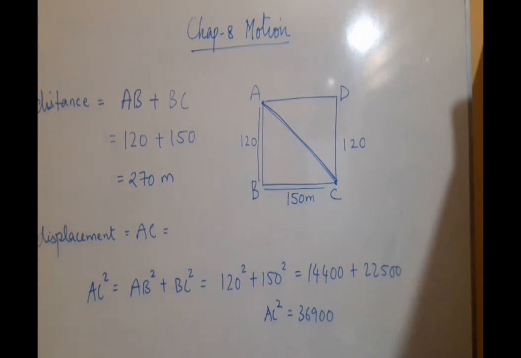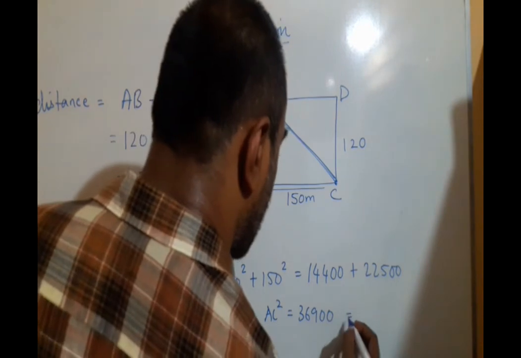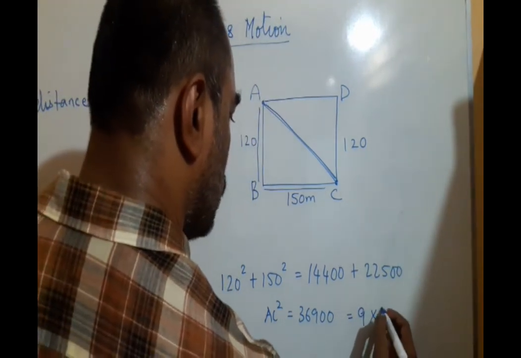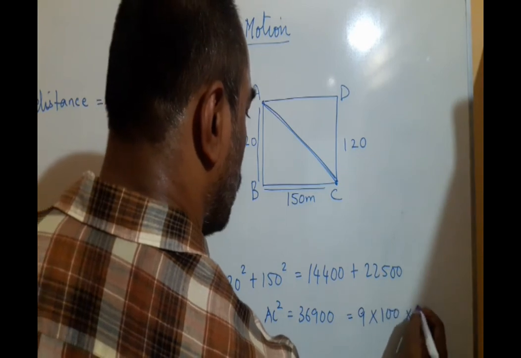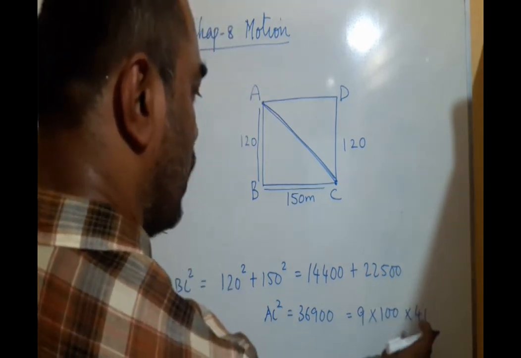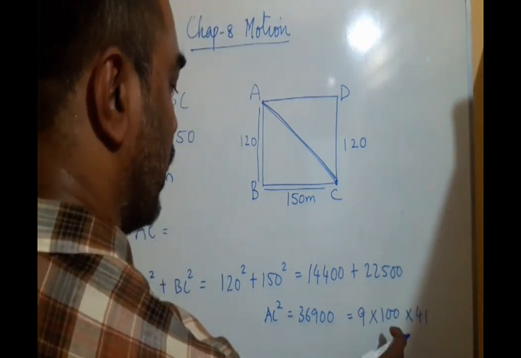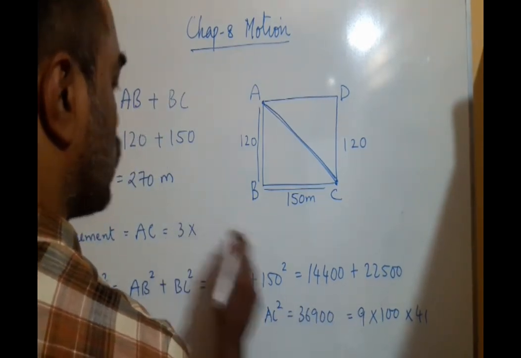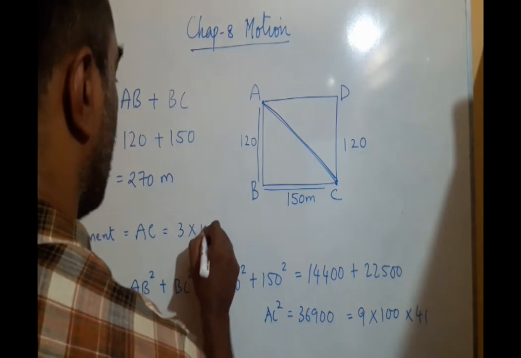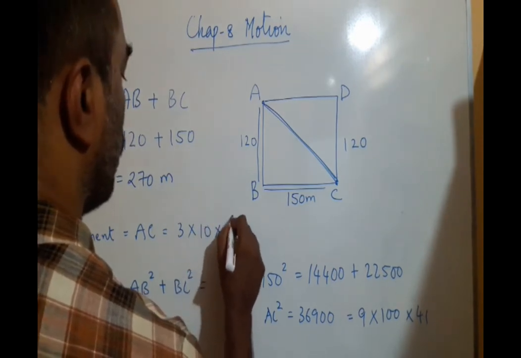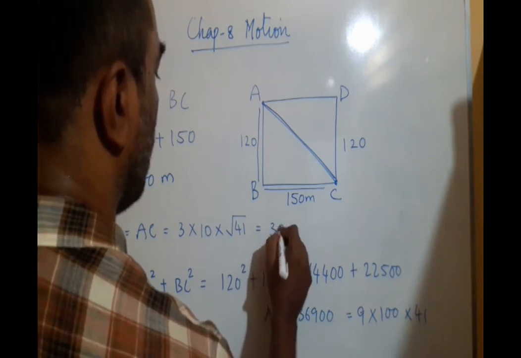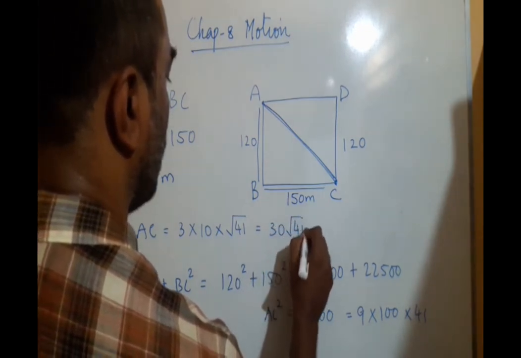How will we find the square root of this? This can be written as 9 into 100 into 41. 9 into 41 is 369 into 100. Now square root of 9 is 3, square root of 100 is 10, and square root of 41 is root 41. So we got 30 root 41 meter.